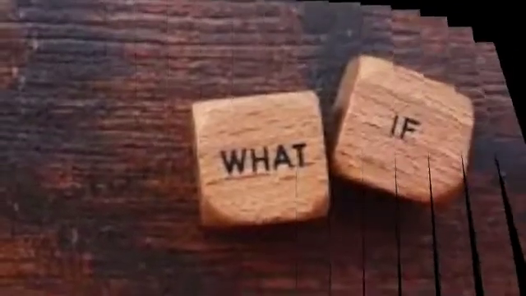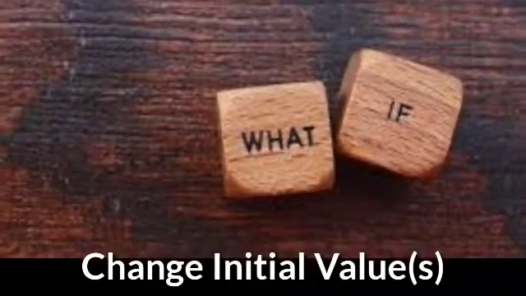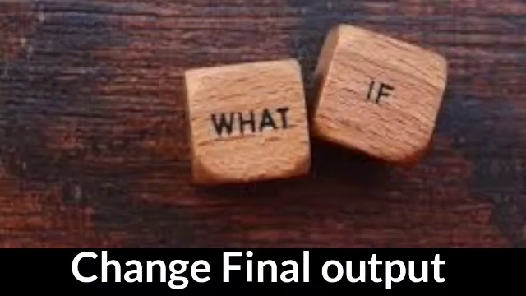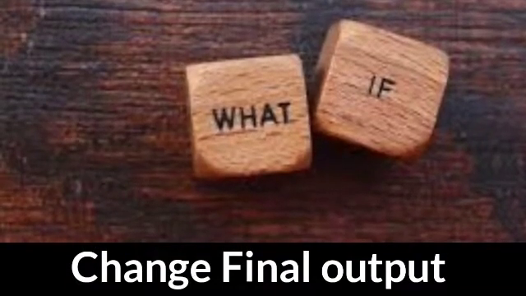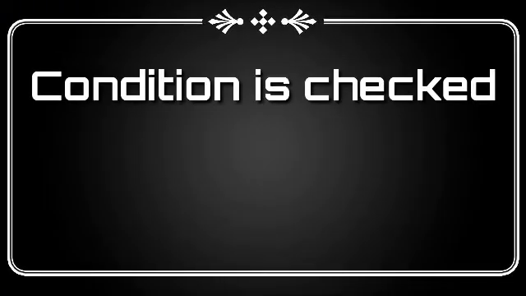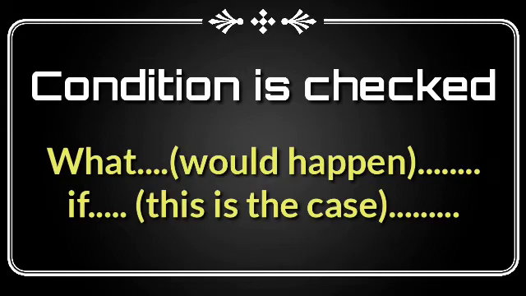In what-if analysis, either we would change the initial values to see how the output is affected, or we can change the output to see what should be the initial values to get this output. Generally, in what-if analysis, we would see the condition. What would happen if this is the case? It is somewhat like, what would happen if these are the values of the initial values, or what would happen if these are the final values to be obtained.